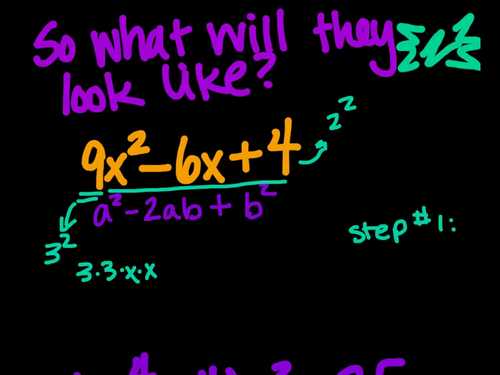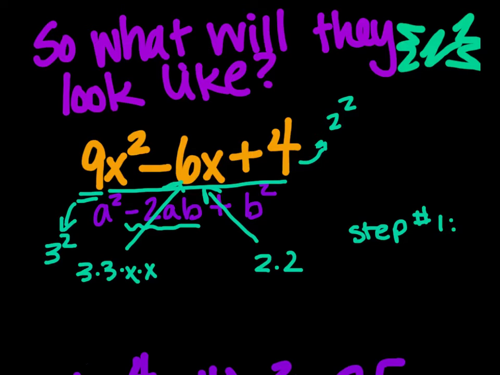I'm going to avoid our middle term altogether, and just look at the 4, and we can write that as 2 times 2. Our whole ultimate goal is that whatever we end up getting for our middle term, hopefully it is a good composite. Hopefully it's this negative 2 times a times b situation. And we can always check if that works with FOIL.